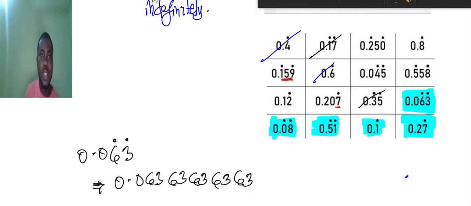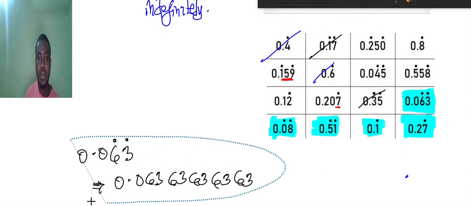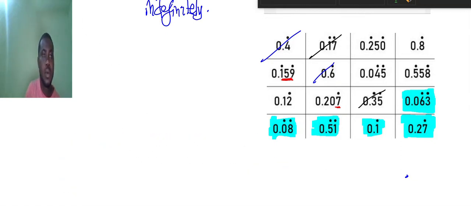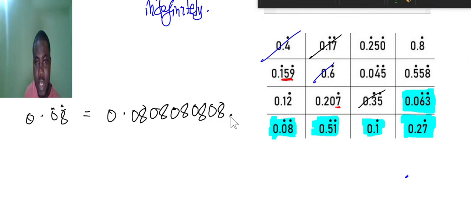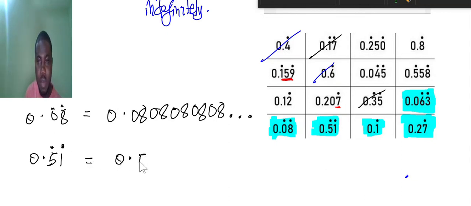Okay, 0.08. Let's try to write out in full. 0.08. We repeat 0.8 again. Repeat 0.8, repeat 0.8, like that. Continuity. 0.51. So we repeat 2 digits. 2 digits are being repeated. That's 0.51, 51, 51, 51, 51.